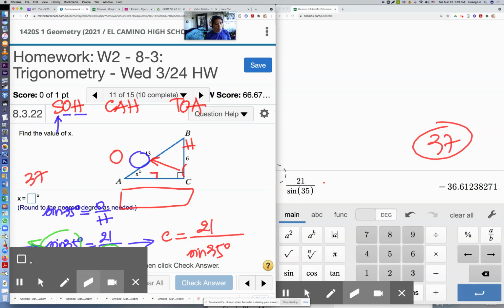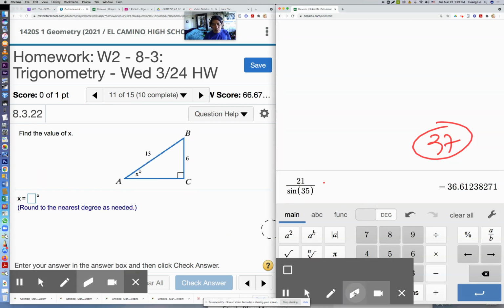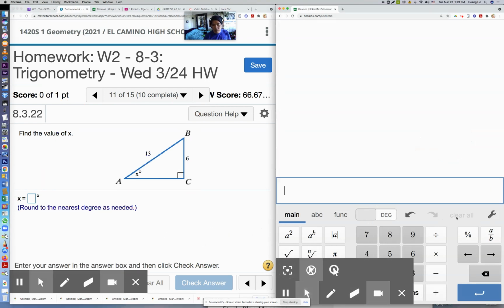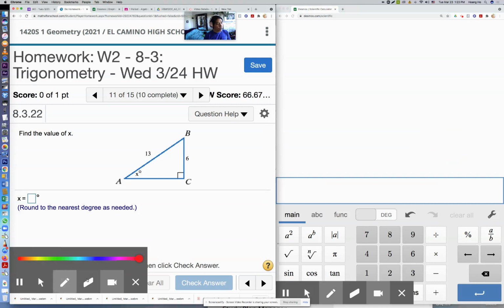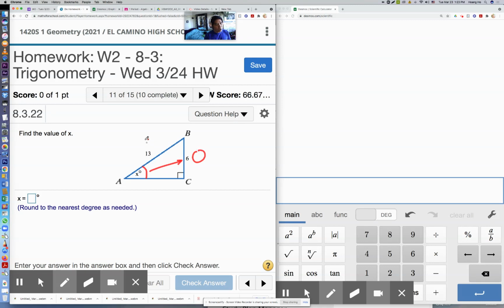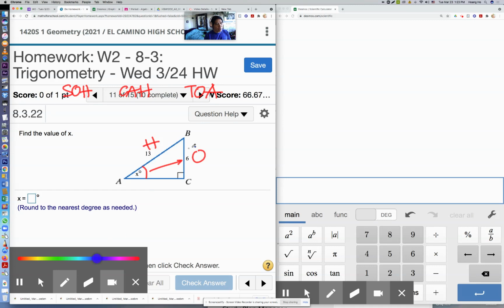Okay, next question, we need the calculator again, so I have to clean it up. Here we go. Now you find angle X. Don't be shy. First of all, you've got angle X, 6 is opposite, 13 is the hypotenuse. Let's sing the song again: SOH CAH TOA. You've got opposite and hypotenuse, so you have to use sine.